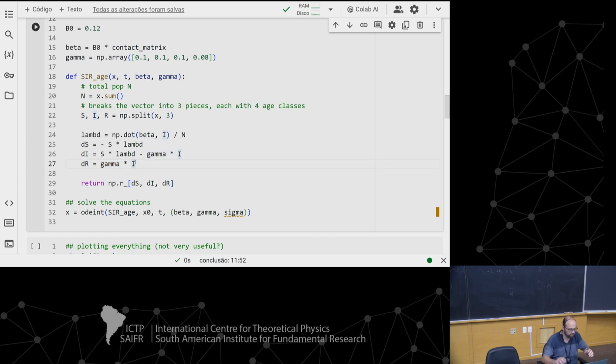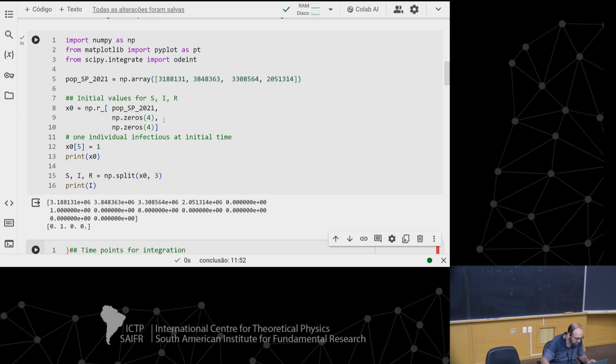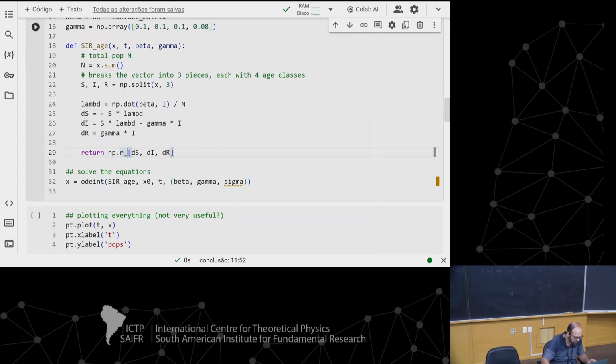And in the end, I have to return all of them put back together. How do I put them back together? I have this function R here, which is the same one I used up here. So I just put them back together with it, in the order of the derivatives of S, of I, and of R. So it's pretty simple, actually.